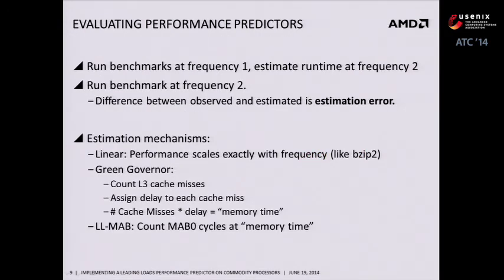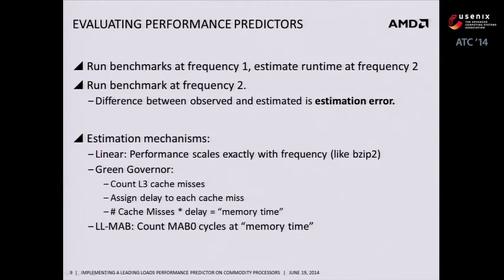Now, we'd like to evaluate this somehow, and so the easy way to do that is to run the application at one frequency, estimate how it will run at another, and compare by running it at that second frequency for real. And the difference between what you estimate and what you see is an estimation error. Lower is better. So we ran against not just this LL-MAB model I described in the previous slide, but also against the simple linear model, which assumes that all applications scale perfectly like bzip2. This is also sometimes called a constant IPC model. And we also compared against a work from IGCC 2011 called Green Governors. The paper is named the same.